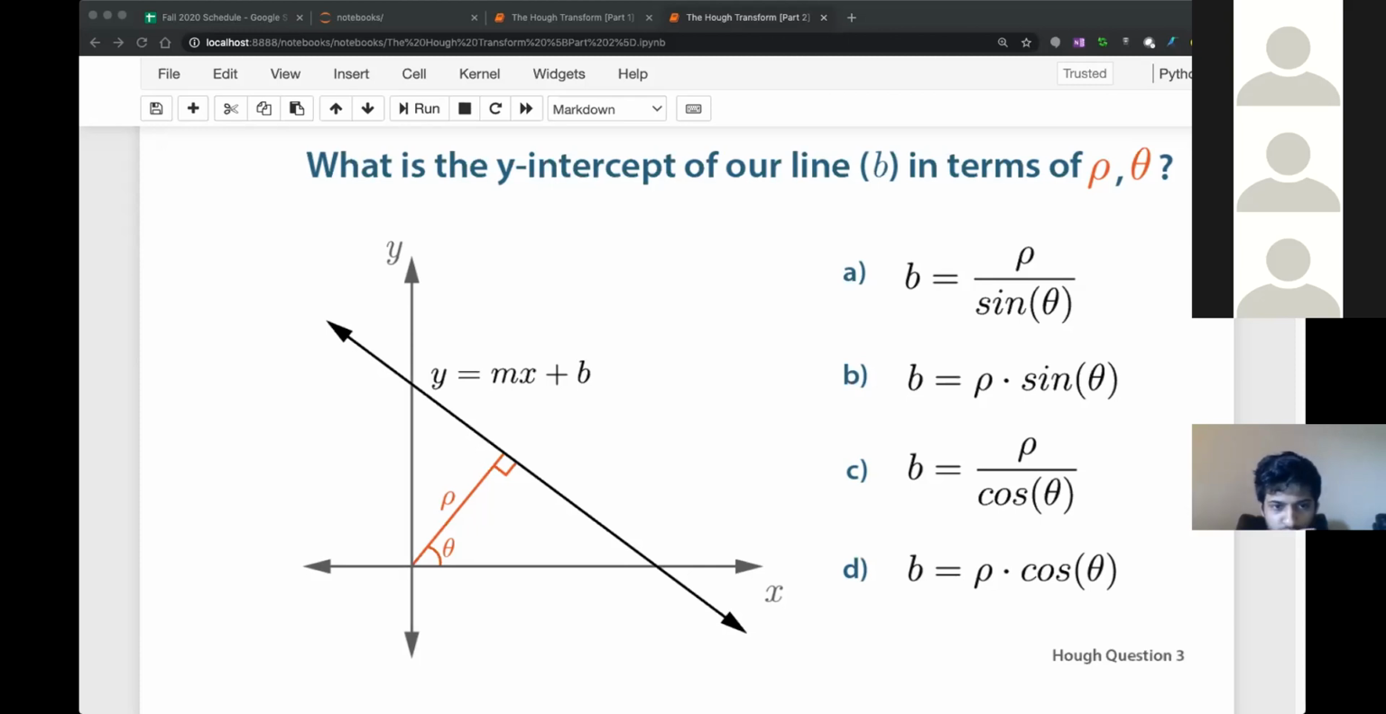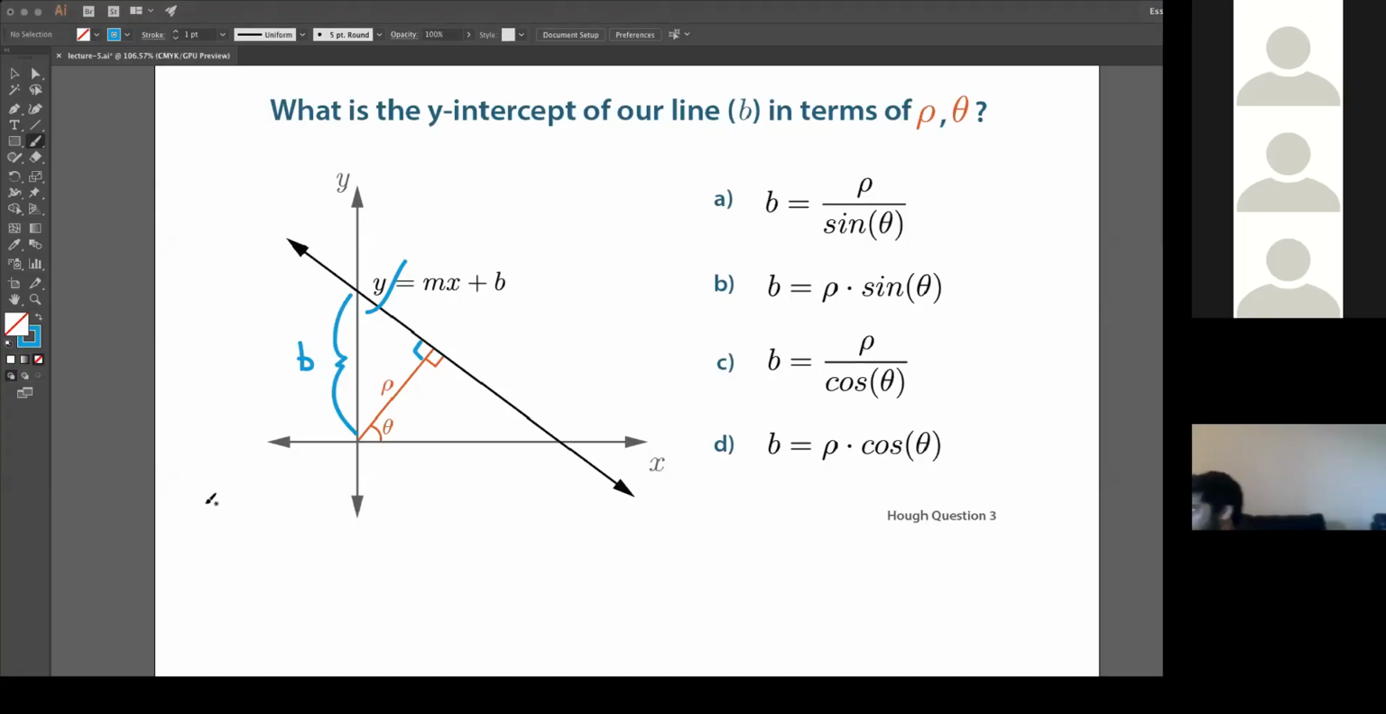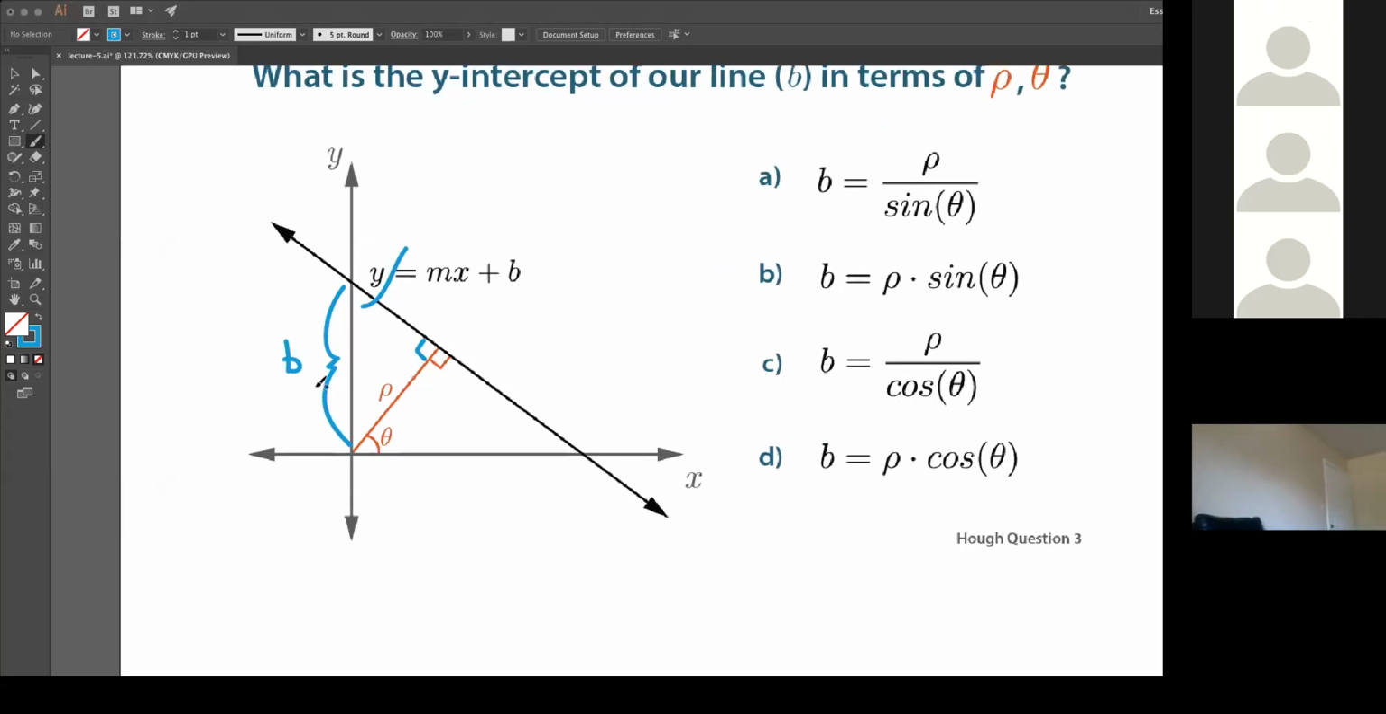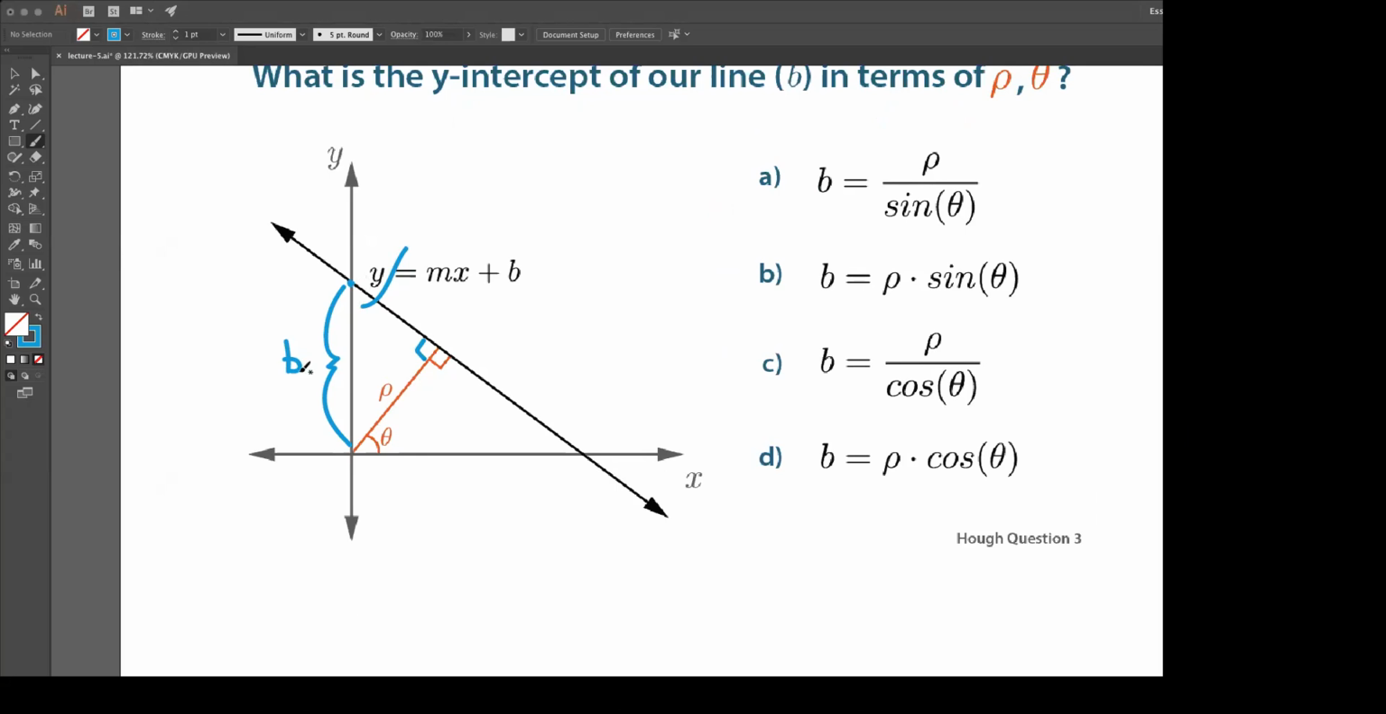Okay, so let me change my screen share. Okay, let's go here. Great. All right, cool. So here is my picture that I can draw on. So I have added, let me zoom in just a smidge. Cool. So I have added a little line here to show that this length is b. This is the y-intercept. The distance between that point and the origin is b.